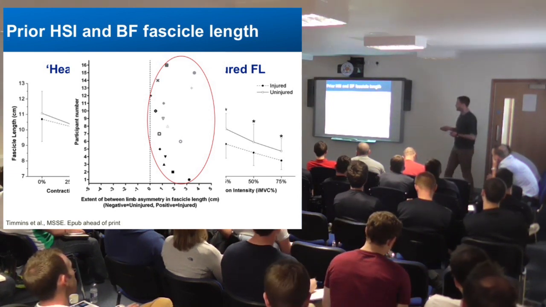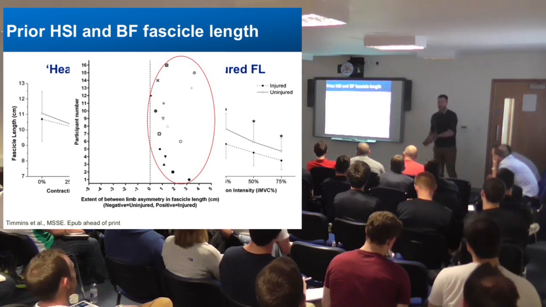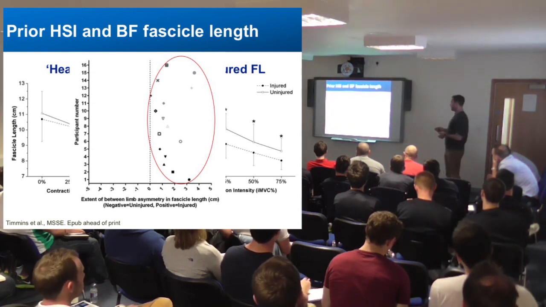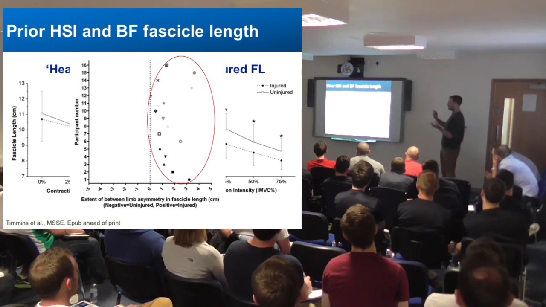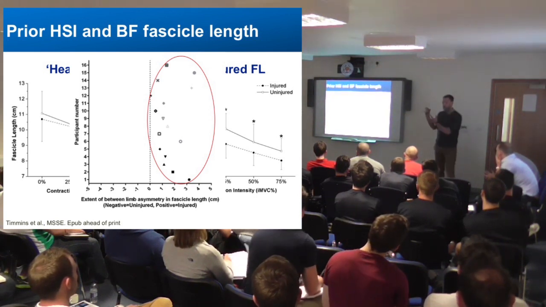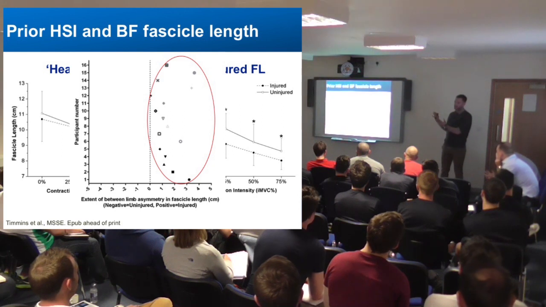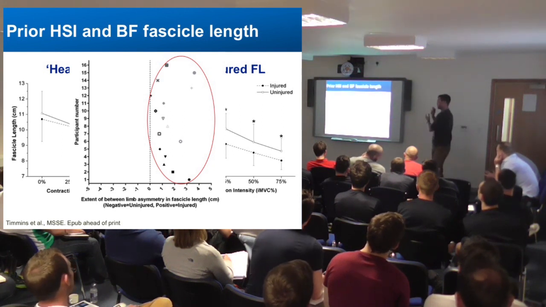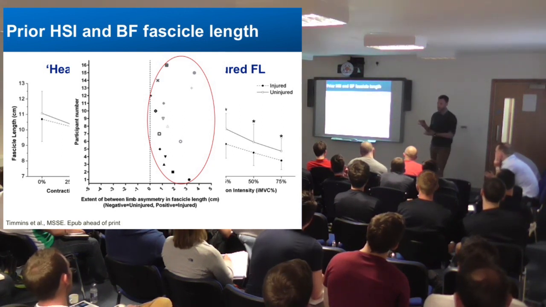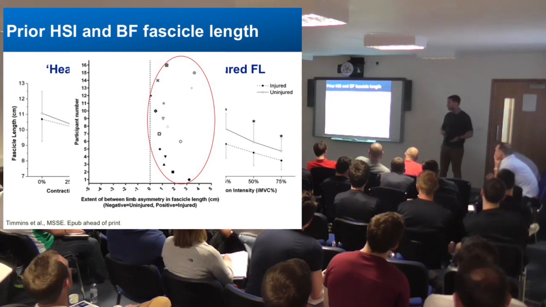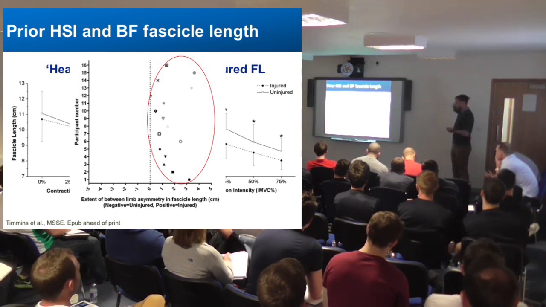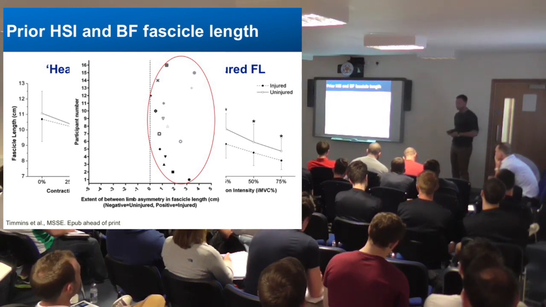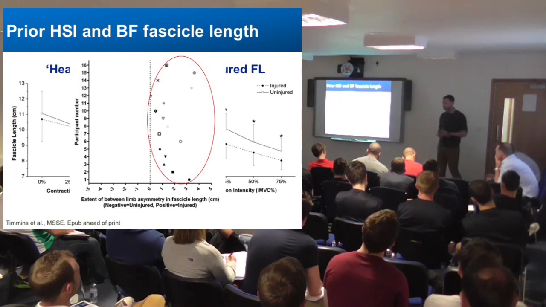This is all 16 injured guys, so they all had one bad leg and one good leg. We're looking at the measure of asymmetry. If the dot is on the right of the graph, they possess shorter muscle fascicle lengths on their injured leg. If the dot is to the left, they possess shorter muscle fascicle lengths on their uninjured leg. So we can see here that all 16 guys, within a range of error, possess shorter muscle fascicle lengths on that previously injured limb.